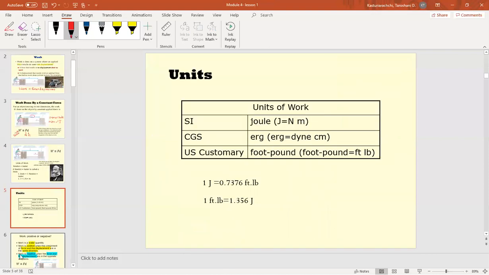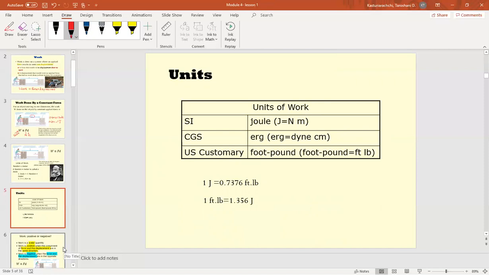What are the other units? Joule is the most common one, but if you measure force in dynes and length in centimeters, you would see the erg. It is not a commonly used unit for work. Here we measure length in feet, and if you measure force in pounds, then you get foot-pounds, and this is the conversion factor. Okay, all right.